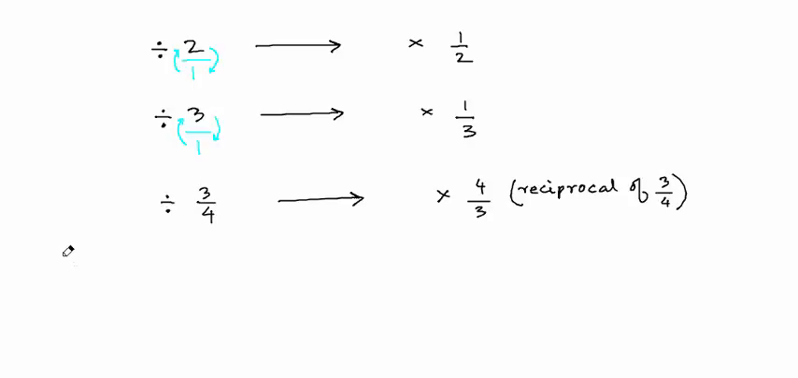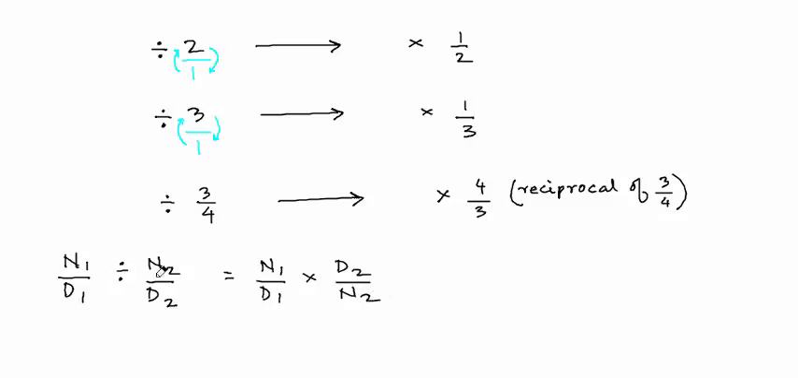So the rule is, if we have a fraction n1/d1, numerator 1 over denominator 1, that needs to be divided with another fraction n2/d2, it's the same as multiplying the fraction n1/d1 with the fraction d2/n2, the reciprocal of n2/d2. Let's look at a couple of examples. Let's try 1/2 divided by 1/4.